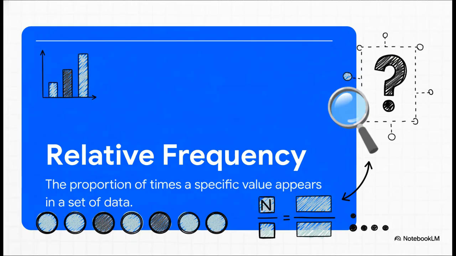So what is it, really? Well, relative frequency is just a fancy way of asking, how often does something show up compared to the total? You know, if you have 10 ratings and 3 of them are a 9, the relative frequency of 9 is just 3 out of 10, or 0.30. It's that simple. It's just a proportion.